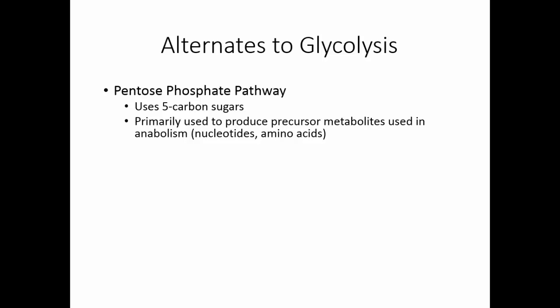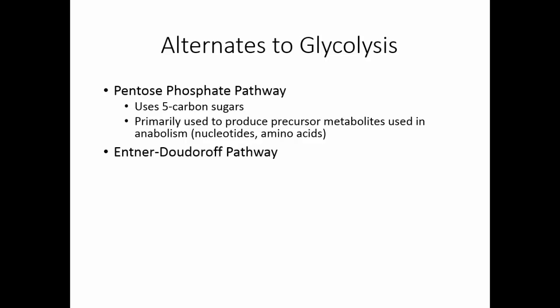There are some alternates to glycolysis. The pentose phosphate pathway takes a 5-carbon sugar. Early in the glycolysis process, there are some 5-carbon sugars formed, and these 5-carbon sugars can, in certain organisms, become part of the pentose phosphate pathway. This pathway is not really used to make ATP, but it's used more to make precursor molecules that are used in anabolism, making things like nucleotides and amino acids.